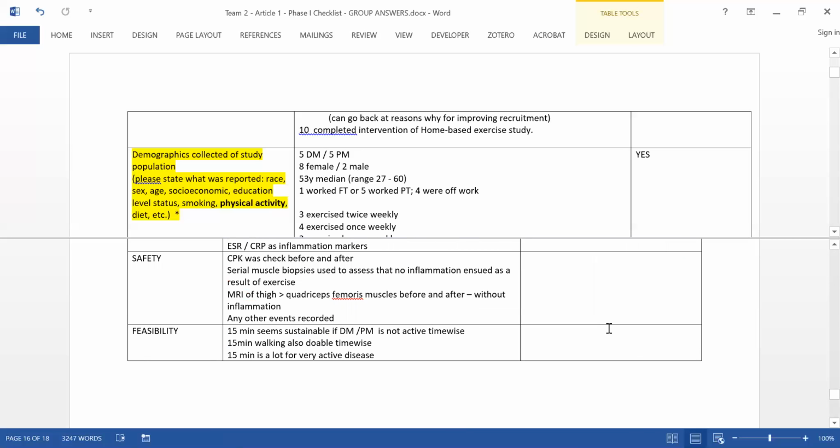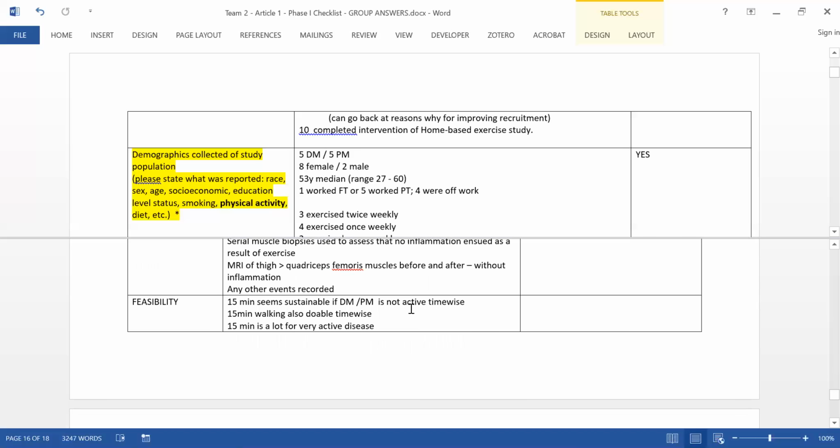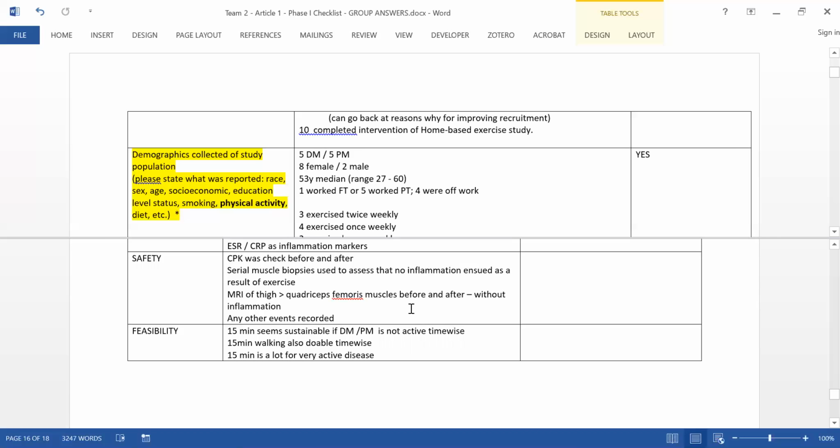So in terms of safety, the muscle biopsy was used for safety as well, to make sure that there were no changes in the muscle afterwards, and inflammation. There was no increase in inflammation, and in fact there was a decrease in inflammation in those biopsies. Also, MRI was looked at, and CPK, to make sure that there was in fact no damage happening to the muscles, causing more CPK elevation.